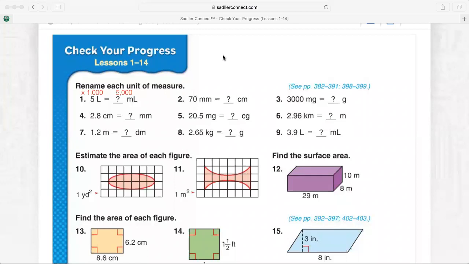Okay, I am renaming from millimeter to centimeter. Just wait 1 minute. I am renaming from millimeter to centimeter. Millimeter is smaller than centimeter. So if I go back to the table, I will find that from millimeter to centimeter, I'm going to divide by 10. So 70 divided by 10 is 7.